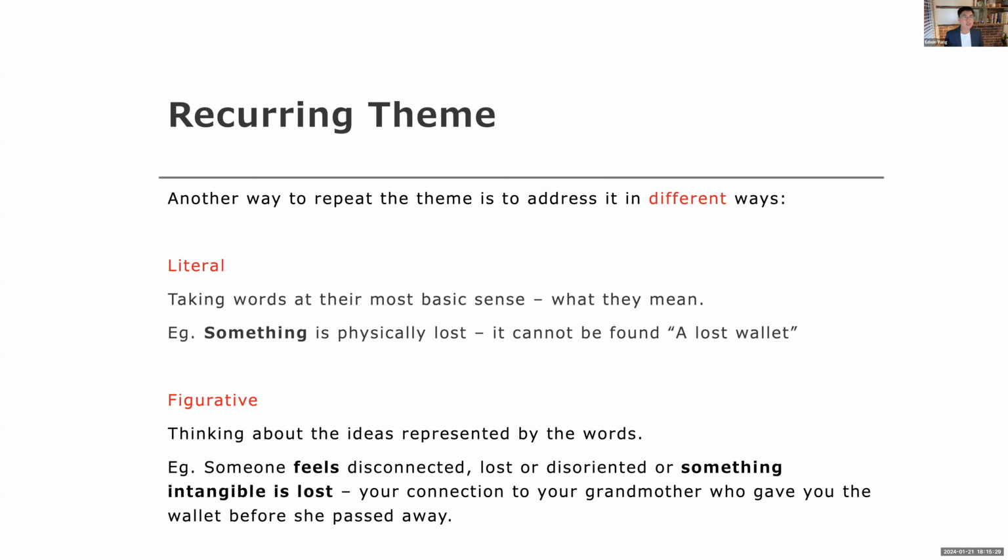Now, many of you will understand that there are 2 ways to look at the theme. I'm going to use 2 words to help you understand these 2 ways of looking at the theme. These 2 words are literal and figurative. Now, what do they mean? When we talk about something that's literal, we're talking about something that we take at face value. We look at the words at their most basic level, and we just make sense of them as they are.